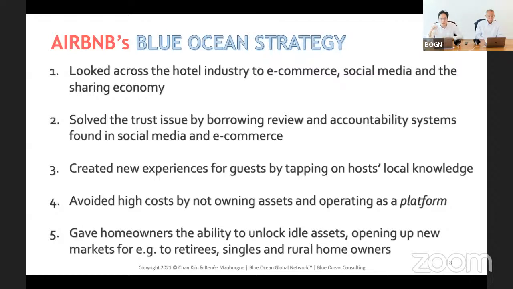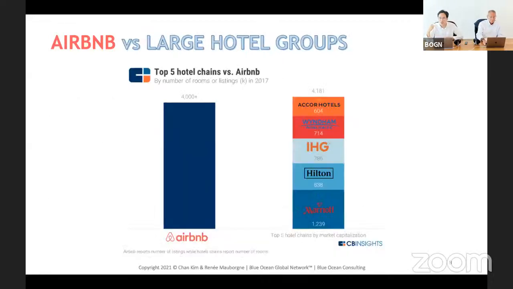So this is what we call in Blue Ocean strategy the people proposition. All of a sudden you have a lot of people now seeing the value of being on Airbnb and using Airbnb. And that's how they were able to draw in so many people into their platform. And you can see the results of this.